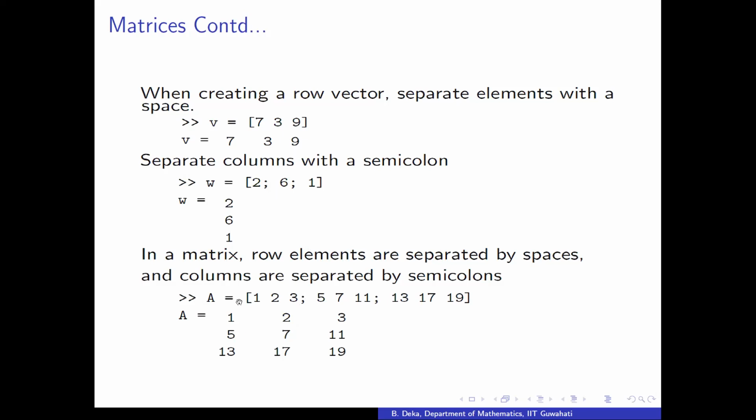And suppose I want to generate a 3 by 3 matrix, say the first row is 1, 2, 3. The second row is 5, 7, 11. Then you just write down the first row, that means the first row is 1, 2, 3.